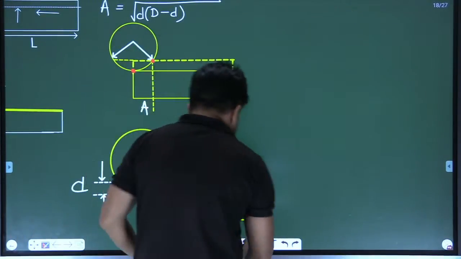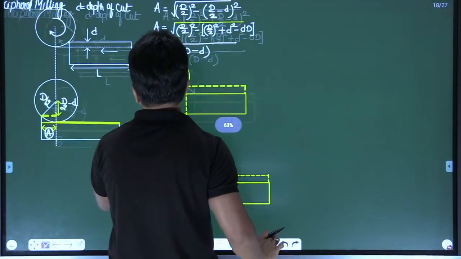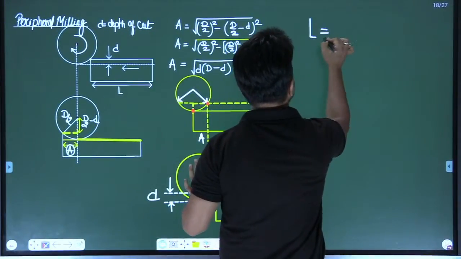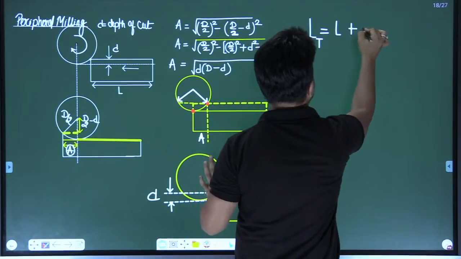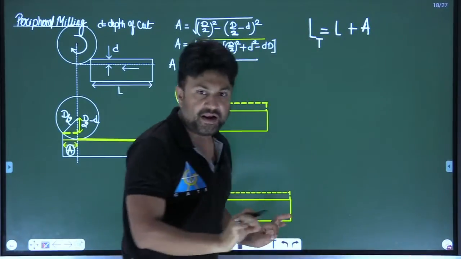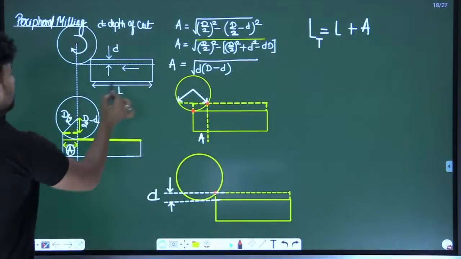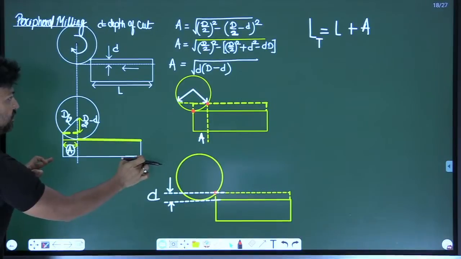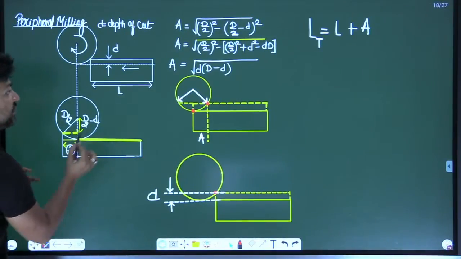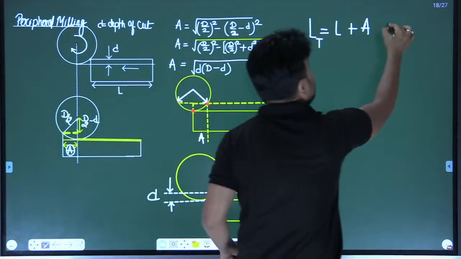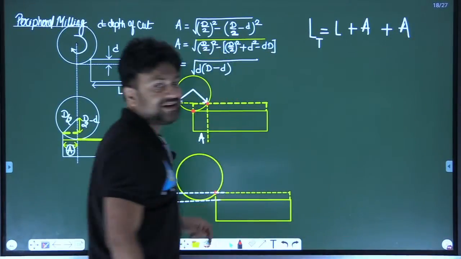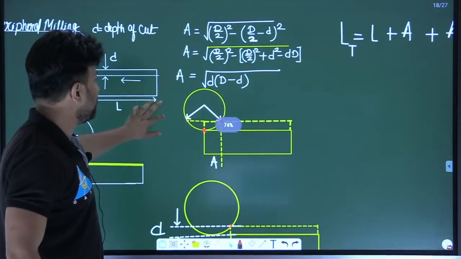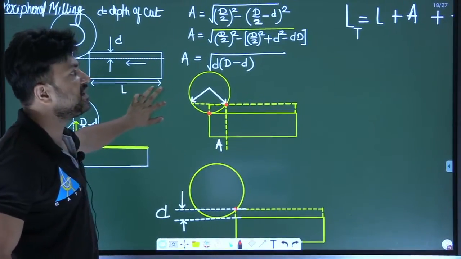So the total machining length is what, my dear? In peripheral milling, total machining length is L plus A. Here the work table moves L, then it moves plus A. Is that clear? Tell me yes or no. Is that point clear?